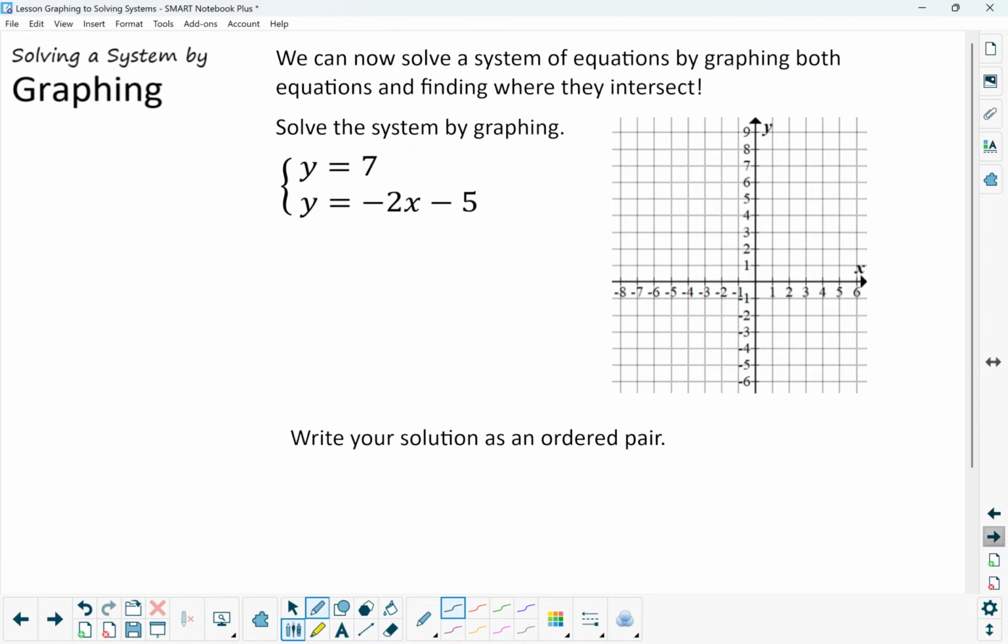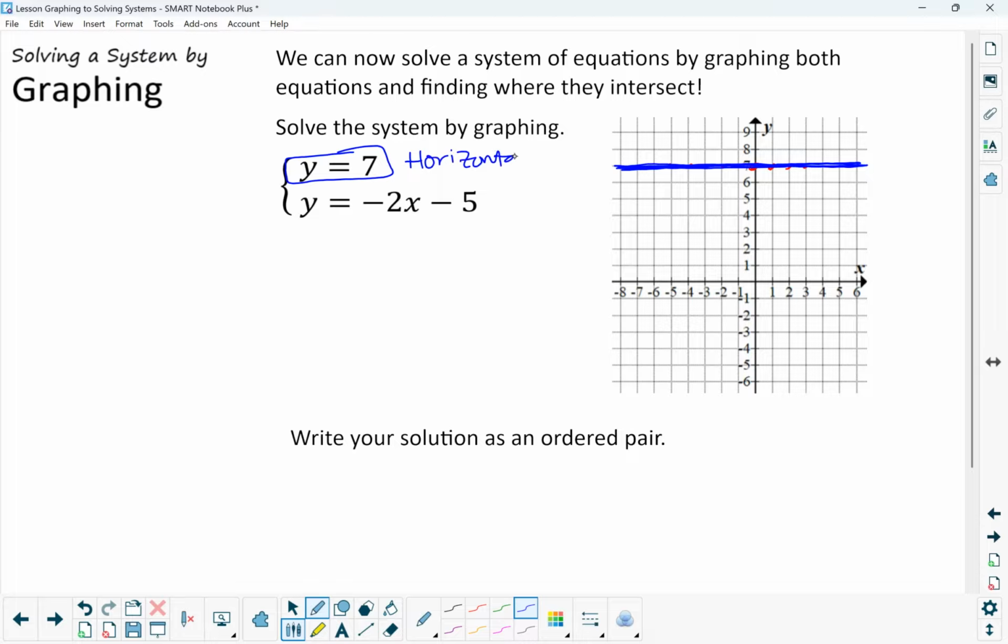Okay, so here's another system. We're going to find where these two intersect. The first equation that we want to graph is y is equal to 7. Well, here's y is equal to 7 right here. But all of these points have a y value of 7. So y equals 7 is a horizontal line where on that horizontal line, every single y value is 7. So if you see something like y is equal to a number, that's a horizontal line.